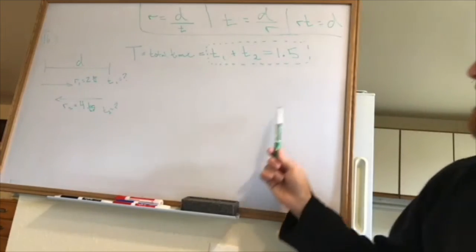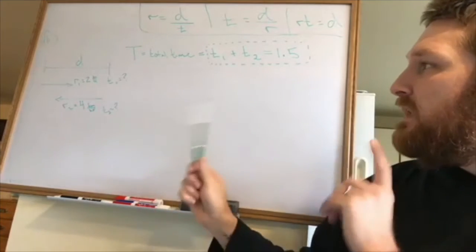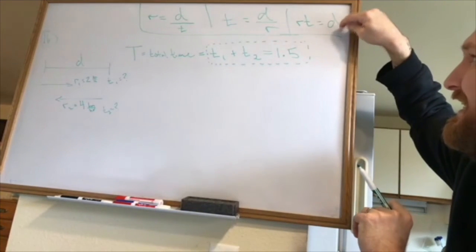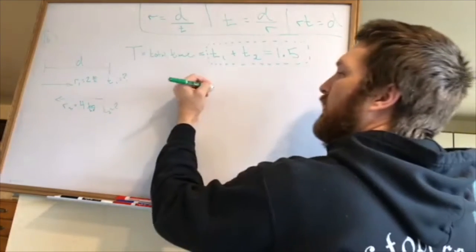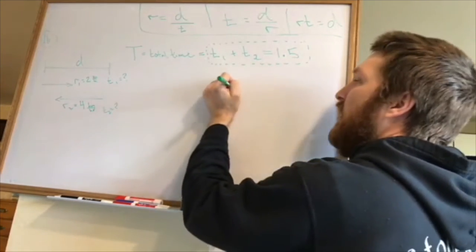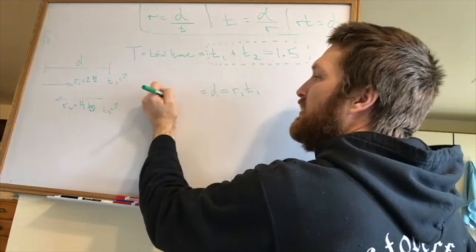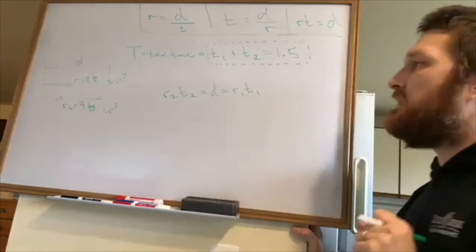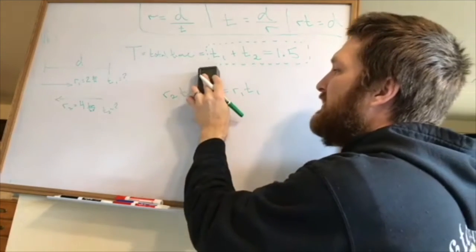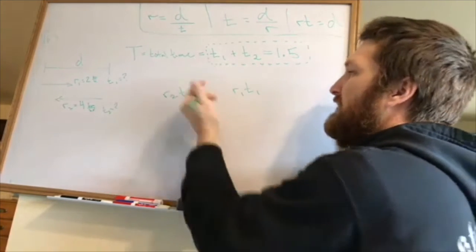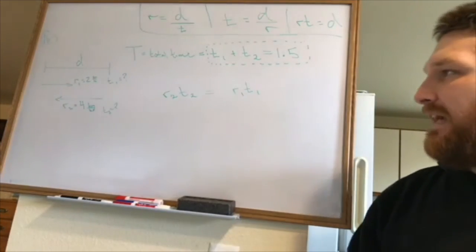But in this case, this is kind of like a two-part problem. We don't know what that distance is, but in both cases, it was the same. So in other words, D is rate 1 times T1, which is the same thing as rate 2 times T2. So R2 times T2 is equal to R1 times T1. What of these do we already have up on the board that we could fill in, like actual numbers?